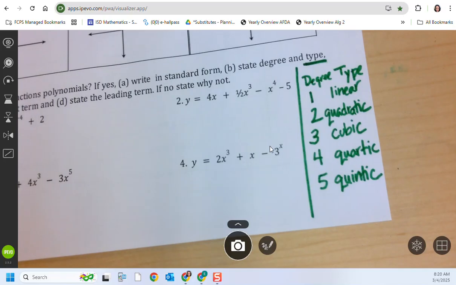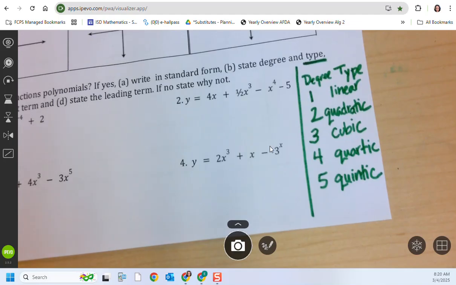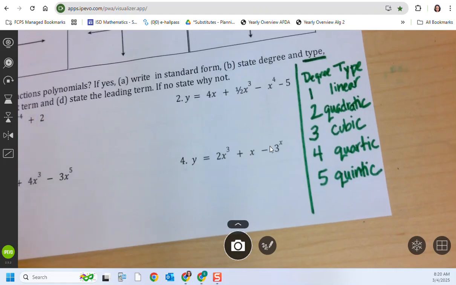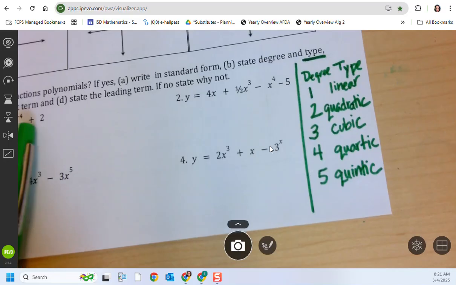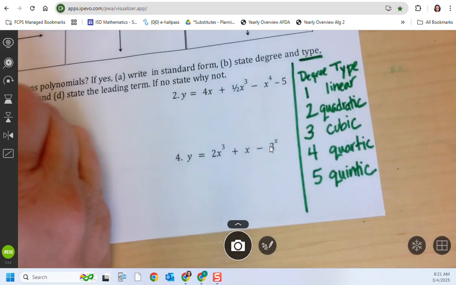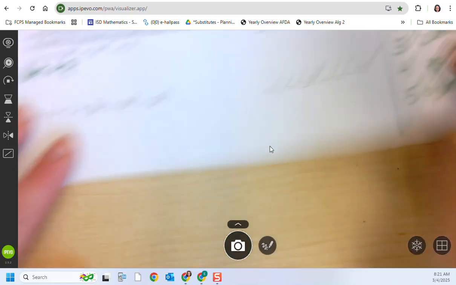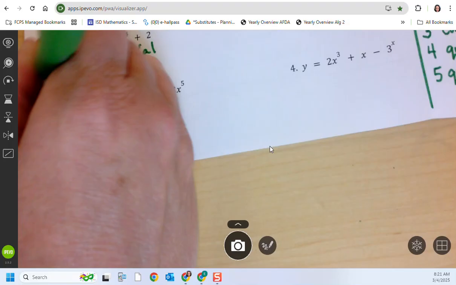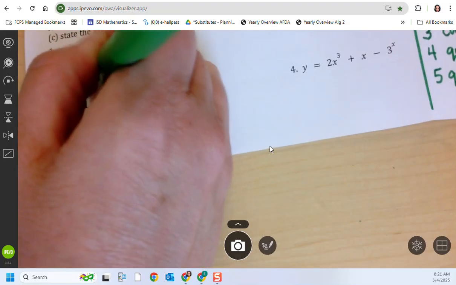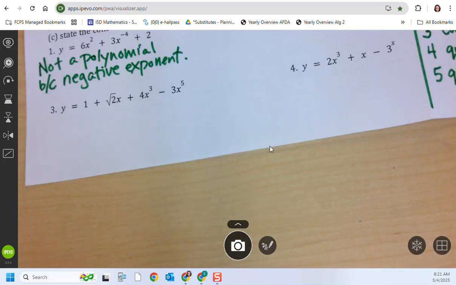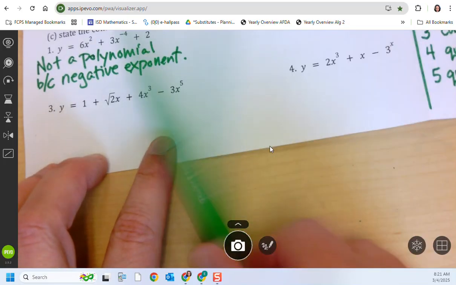In number 1, to check if it's a polynomial, we need to see if all the coefficients are real numbers. So 6, 3, and 2. Are they all real? Yeah. All the exponents have to be whole numbers. They can't be negative or fractions. Are our exponents good? No, right? Because we have a negative exponent. So it's not a polynomial. Not a polynomial, because of the negative exponent. So you wouldn't just use 2 as the highest? No. It said if it's a polynomial, if yes, then we answer all these questions, and if not, we just have to say why not.